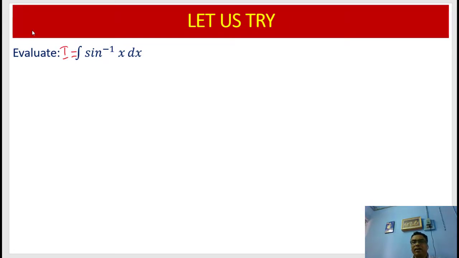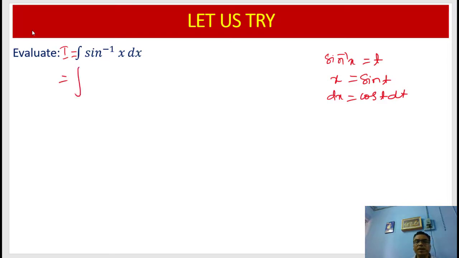Now I put sine inverse x is t. Then what is x? Obviously sine t. And what is the derivative of this? dx is cos t dt. So my integral becomes: instead of sine inverse x, I shall write t into dx, which is cos t dt.